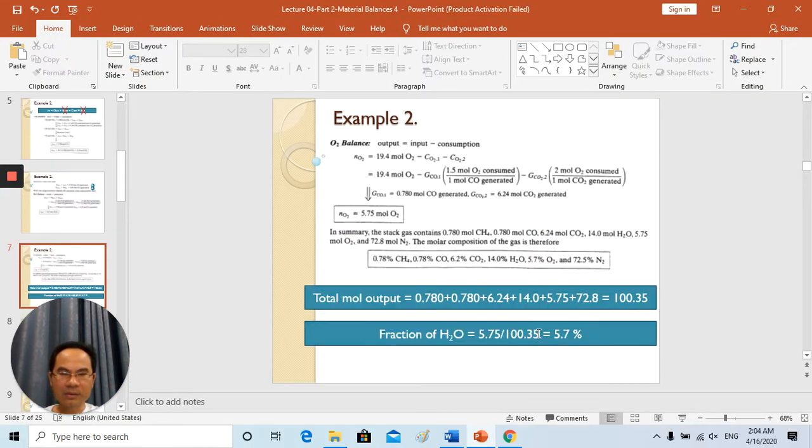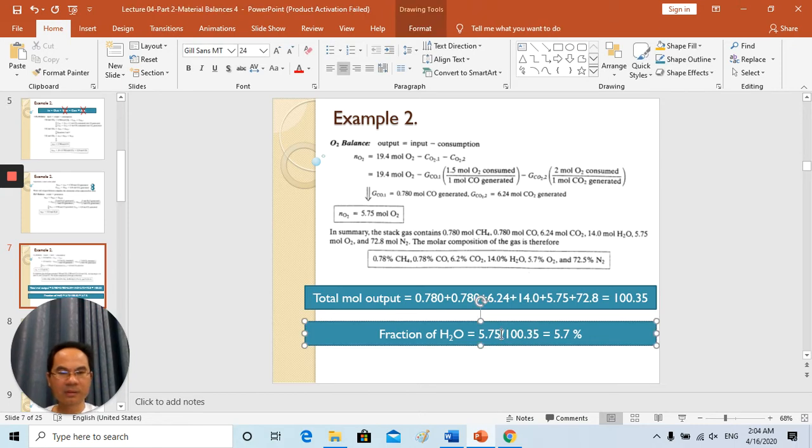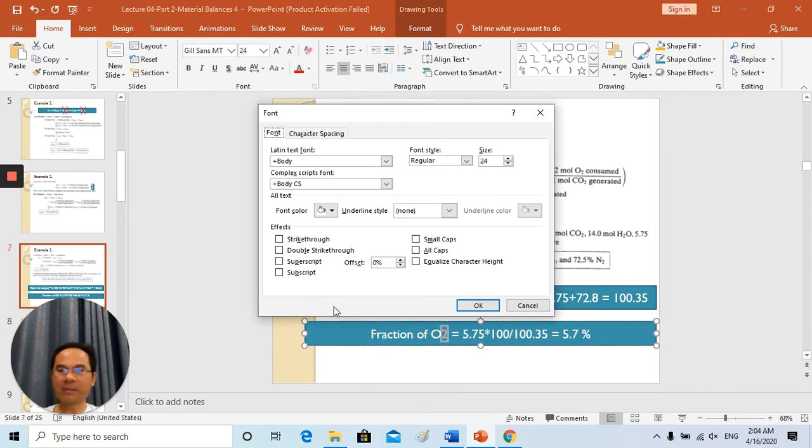You have to multiply by 100, you get percent. And this is for O2, not water. That's right. Okay, this is for O2. For example only.